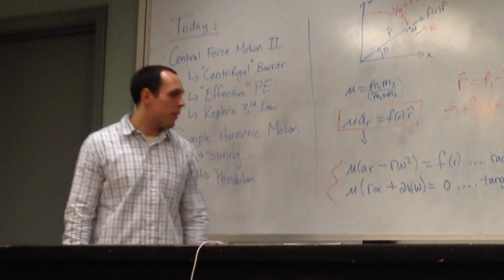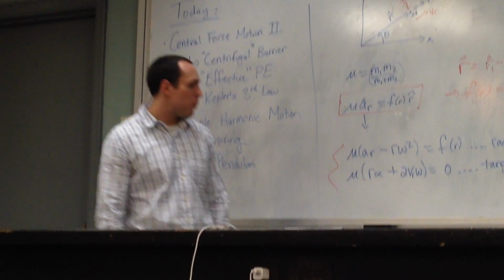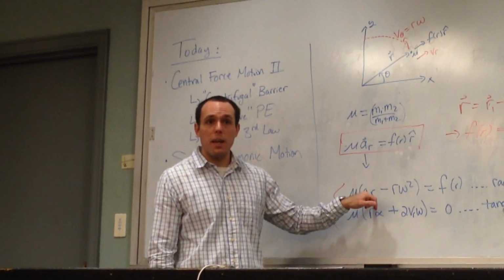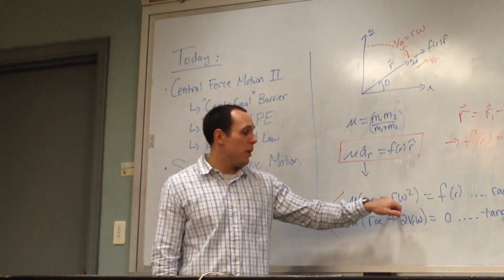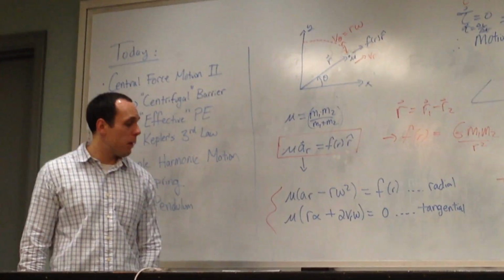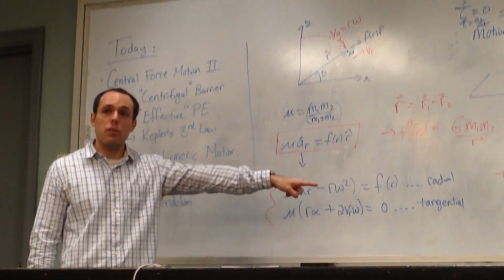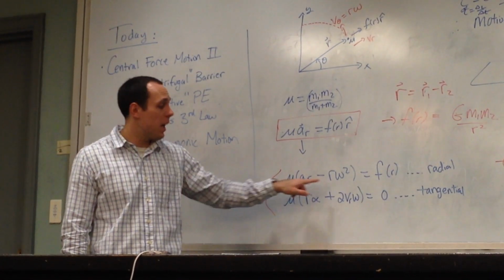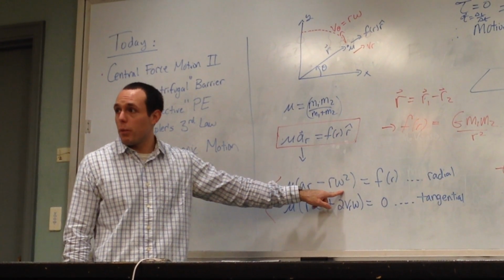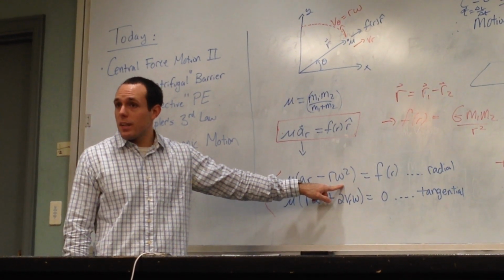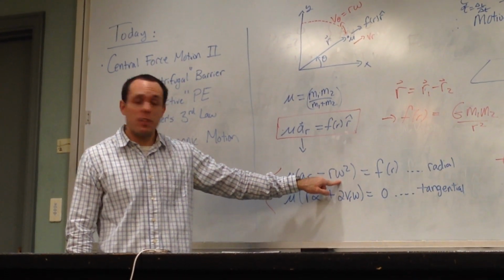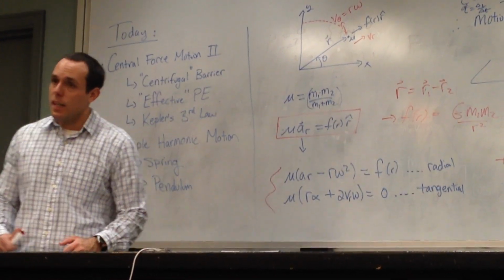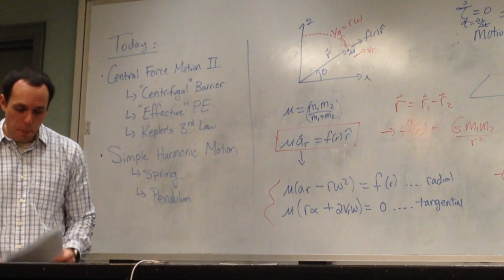But what's important here is the radial equation, which basically says mu a, remember mu is really ma, minus mu r omega squared, and this equals the central force. This is basically Newton's ma, and this right here is the centripetal force. So basically we're saying ma minus the centripetal force is equal to our central force problem. And that's where we left off last time.